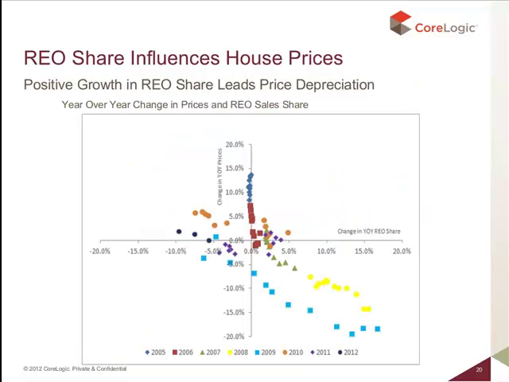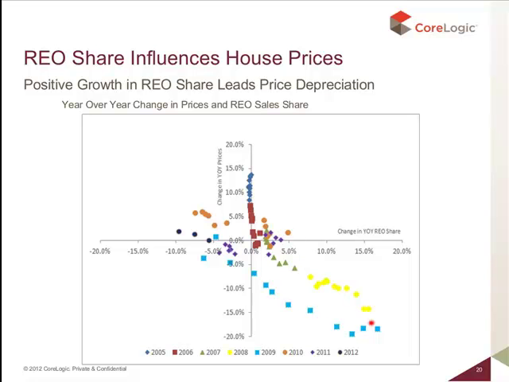This is a really important thing to consider when you look at REO shares influencing house prices. We basically look at the year-over-year change in the share of sales that are REO versus the year-over-year change in house prices. And you can clearly see in this lower quadrant here, when the year-over-year share of REOs is increasing, house prices decline. And when you get back into these quadrants, this is when the share is going away, house prices increase.